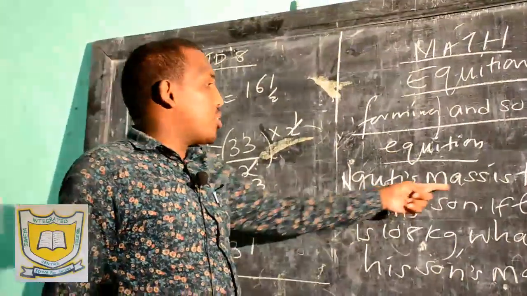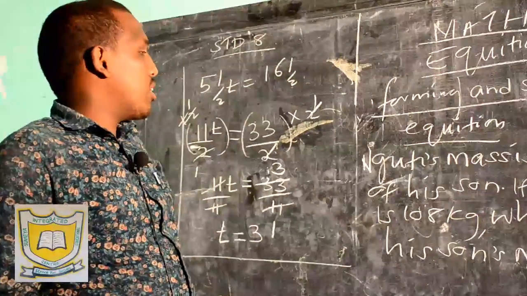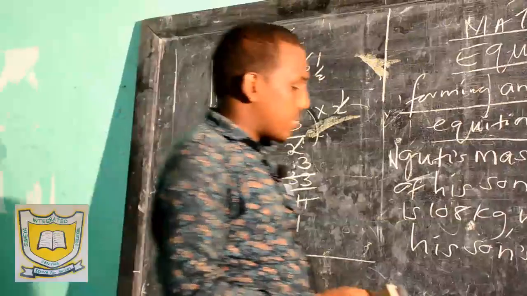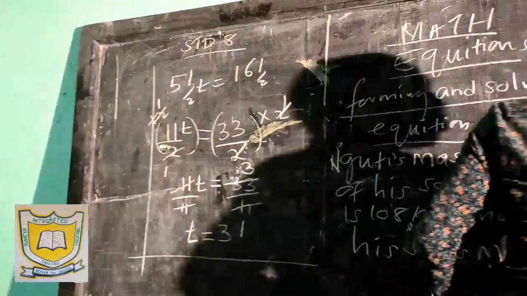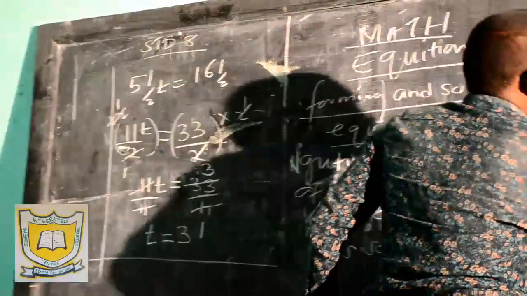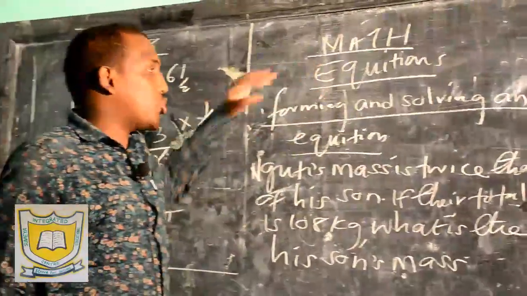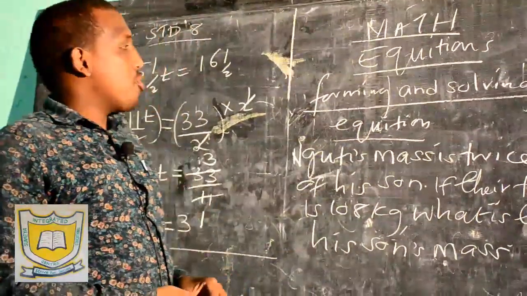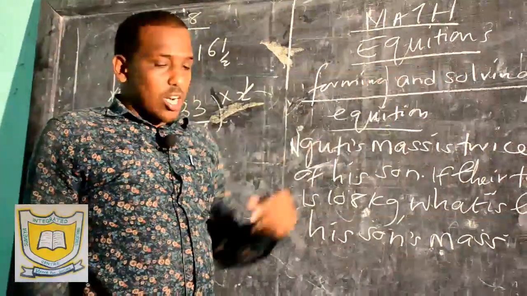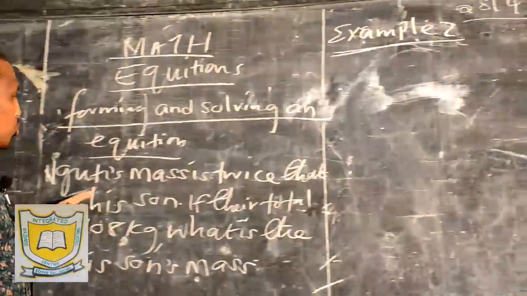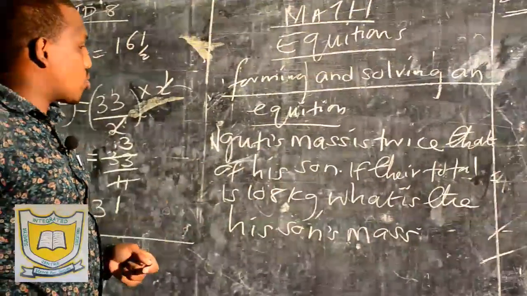So you are told Nguti's mass is twice that of his son. If their total mass is 108 kg, what is his son's mass? So we want to form an equation from this statement, and then they want us to solve it. Remember, we said forming an equation. Now, let us form an equation. How do we form an equation?